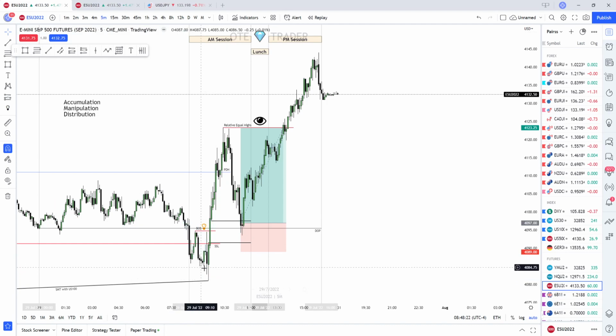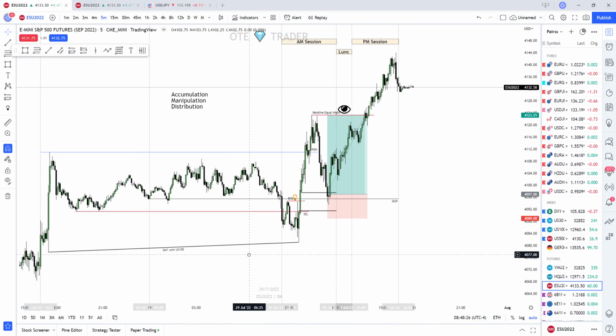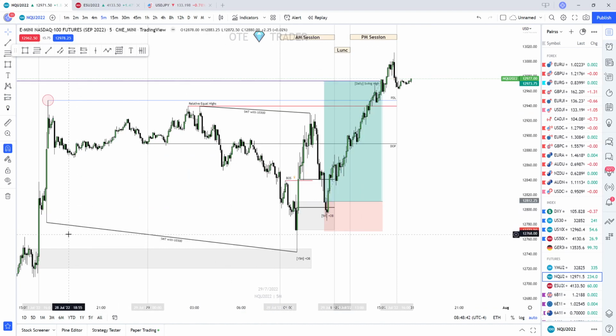We're hitting a higher time frame POI, and something that's very interesting on this occasion, we had SMT. SMT is smart money technique or smart money tool. So you compare two indices with each other. This was SMT with NASDAQ. If you go to NASDAQ, you can actually see these same two lows get raided by NASDAQ but left intact by ES.